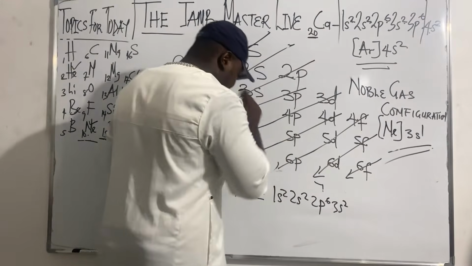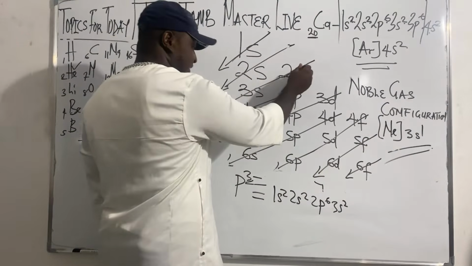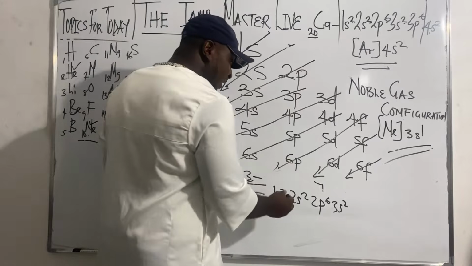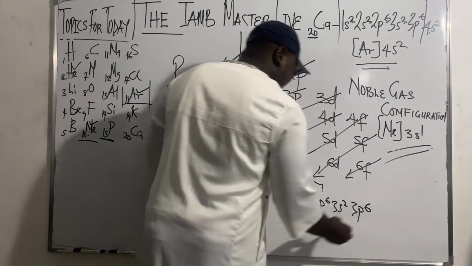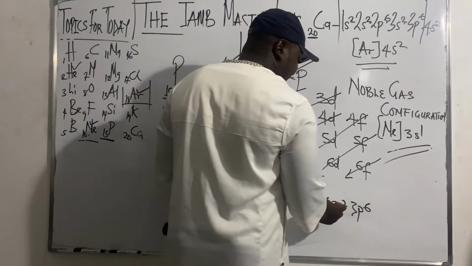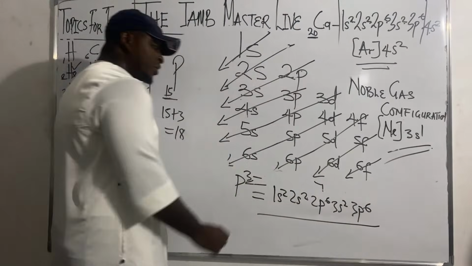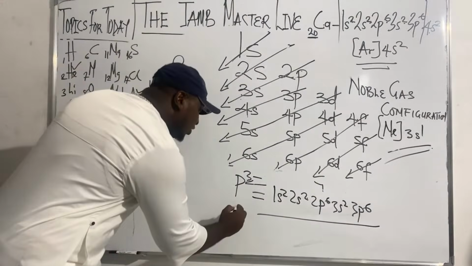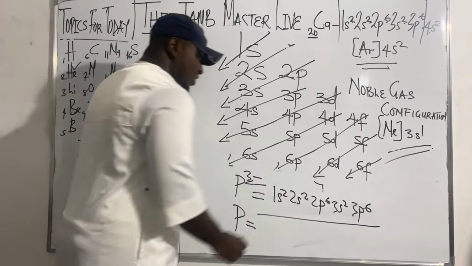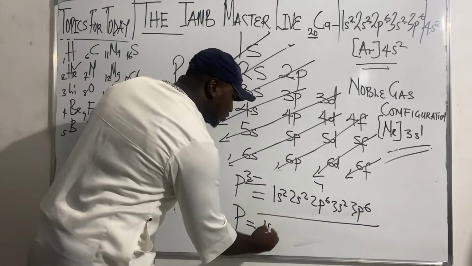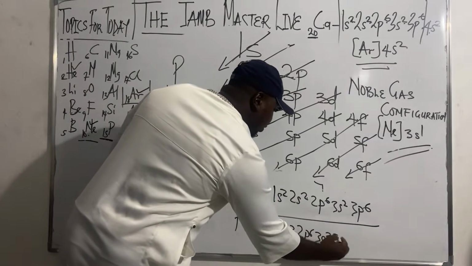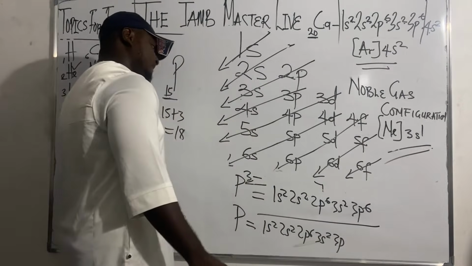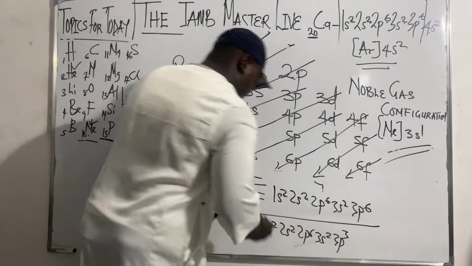Practice makes perfect. So 1s2, 2s2, 2p6, 3s2. We are going to 18, don't forget. After 3s2, 3p6. 2 plus 2 is 4, plus 6 is 10, plus 2 is 12, plus 6 is 18. Class, this is the configuration for P3 minus. But some students will write it for normal phosphorus. If it was normal phosphorus, it would have been 1s2, 2s2, 2p6, 3s2, 3p3, because 15 electrons ends at 3p3.